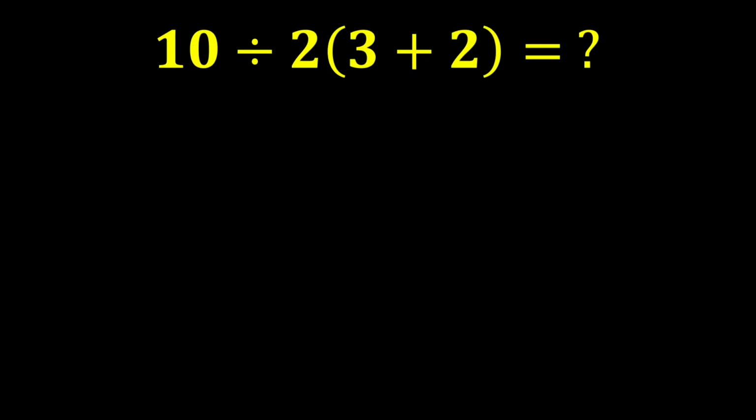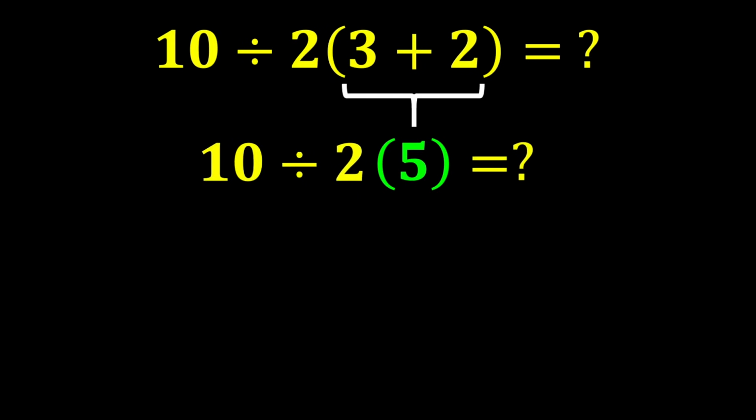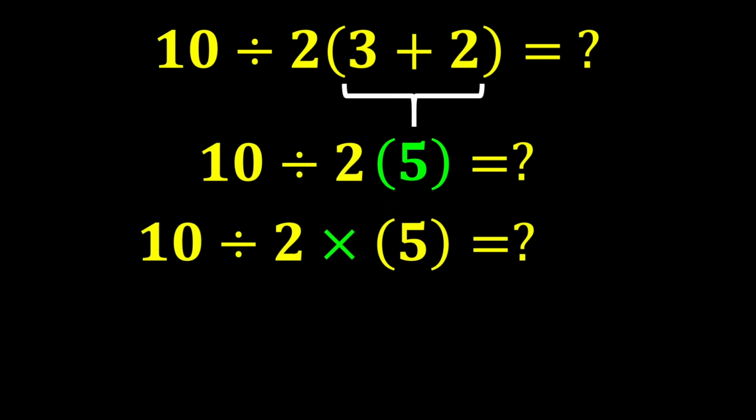10 divided by 2 times (3 plus 2). According to PEMDAS, we first calculate the parentheses, 3 plus 2 gives us 5, and the expression becomes 10 divided by 2 times 5. In mathematics, when a number is written next to parentheses, it means multiplying that number by the expression inside the parentheses, and usually the multiplication sign is not written for simplicity.